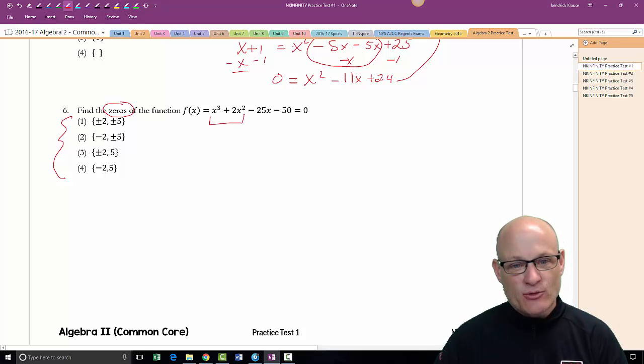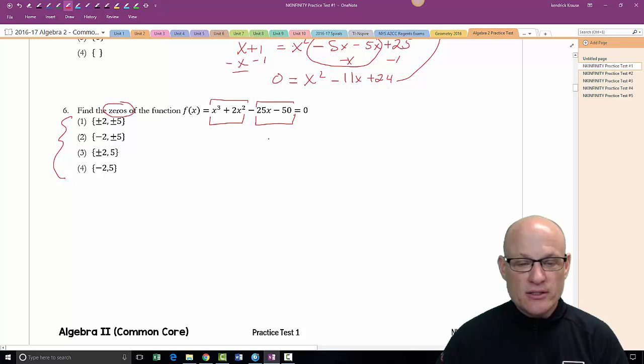So we're going to set this thing equal to 0, which we already did. And we're going to factor it by grouping. So these two, group.